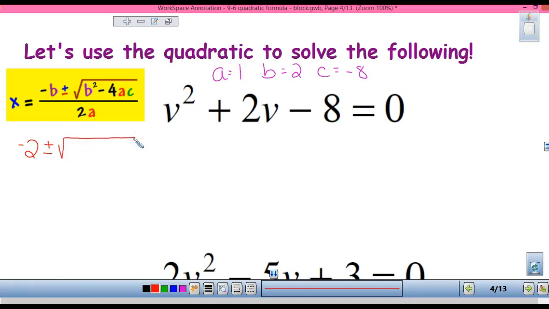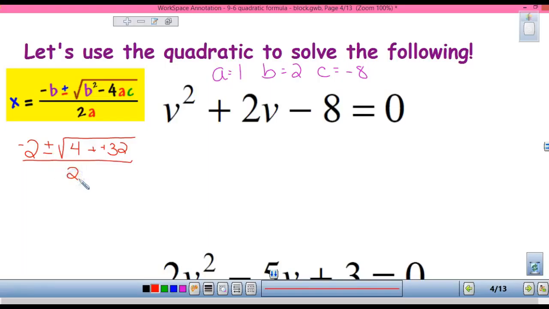square root of, what's B squared? 4, because we're squaring B. Okay, and then we're going to just go ahead and do this right away. Minus, what's 4 times A times C? -32. So minus 32. Those turn into a plus. So that turns into a plus, all divided by 2 times A.